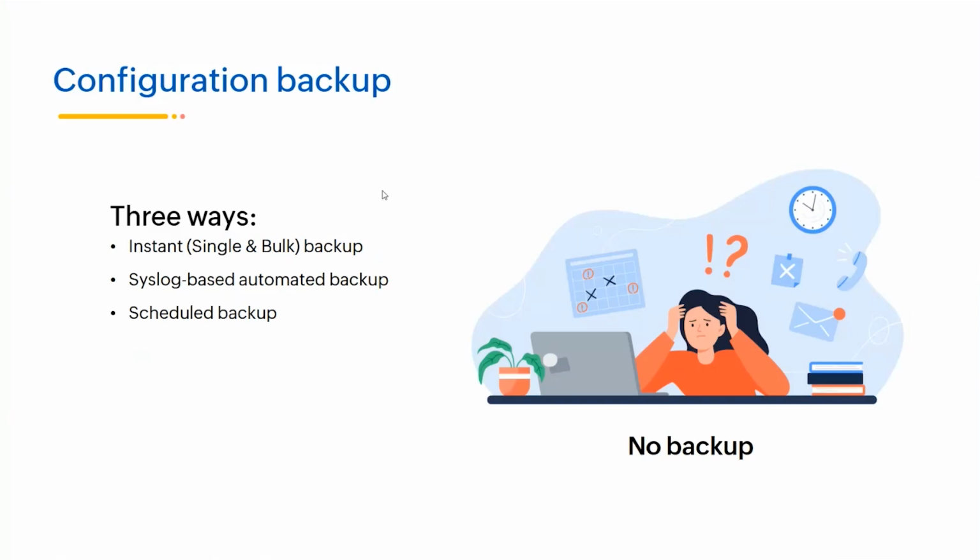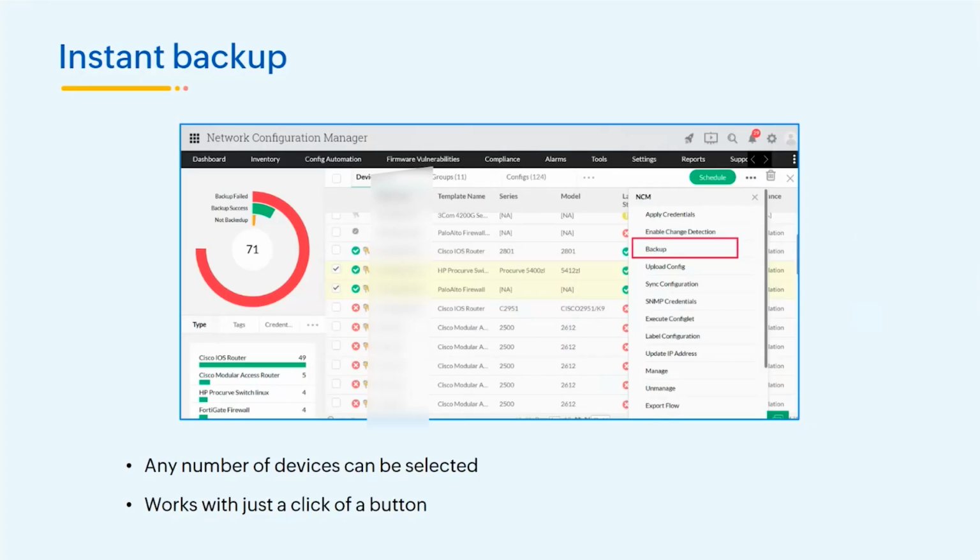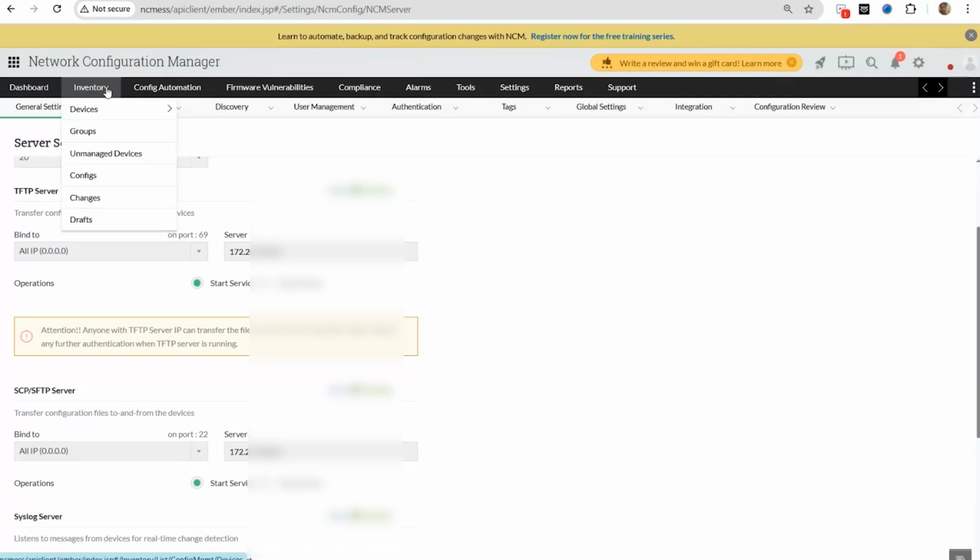Now let's move on to the topic of backups. Network Configuration Manager provides backup in three ways: instant or bulk backup, syslog-based automated backup, and scheduled backup. Starting with instant or bulk backup. If a new device is discovered in your inventory, you can select the device and click on backup. This will immediately back up the device configurations for that particular device. You can also perform this action for multiple devices at once. Let me show you how you can do this.